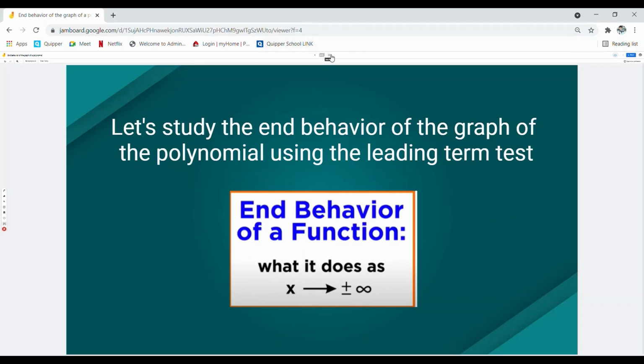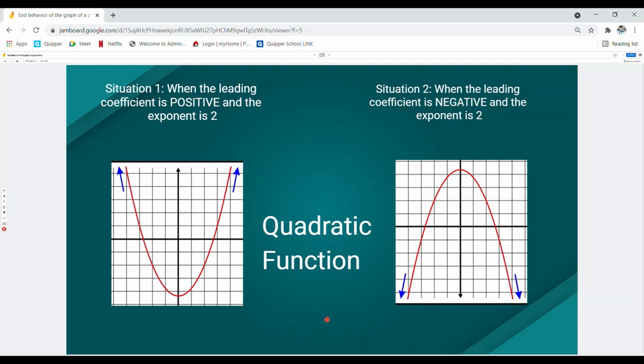Okay, so now let us study the end behavior of the graphs of polynomials, and let's start with the quadratic function as one of the polynomial functions. Situation 1: when the leading coefficient is positive and the exponent is 2. Exponent 2 refers to the quadratic function given, and the leading coefficient a is positive.